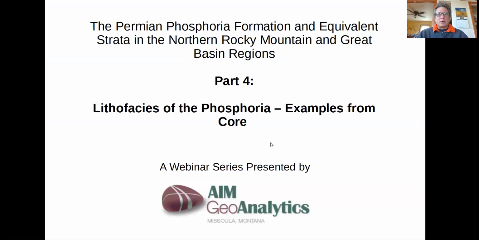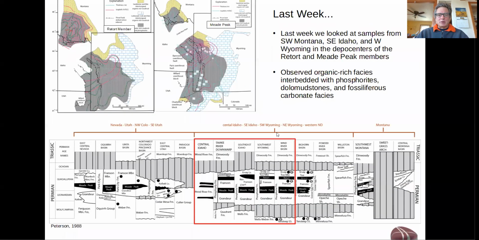Okay, so again, this week we're going to be looking at examples from Phosphoria core, mainly from the eastern part of the basin. Again, last week, just to put this into perspective, we focused mainly on lithofacies in the Meade Peak and the retort depot centers, which are located mainly in southeastern Idaho and the western part of Wyoming, and in the case of the retort here in southwestern Montana. So we focused mainly in kind of the central portion, if you will, of the Phosphoria Basin.